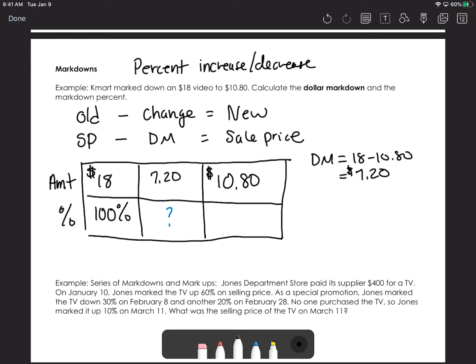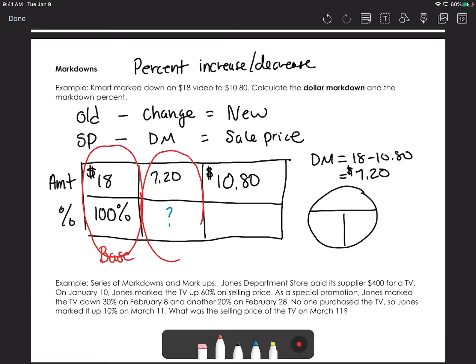So when I use my circle to solve, remember we always use the base. This is our original $18. That's our base. And then since we're looking for the percent change on how much it got marked down in terms of percent, the other column we're going to use is the DM column. So I always put the amount of the base here, which is going to be $18. Then I'm going to put $7.20 here, and the amount of the percent change is what we're looking for. So I'm going to put a question mark there.